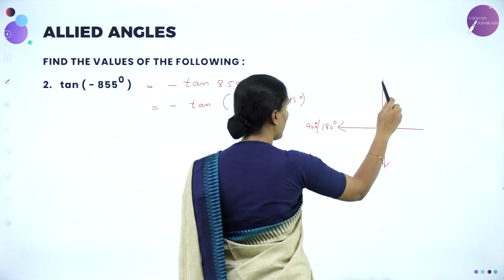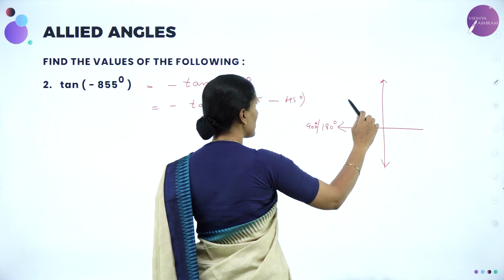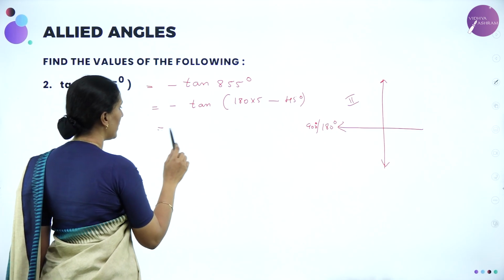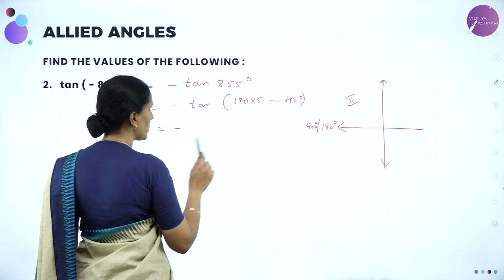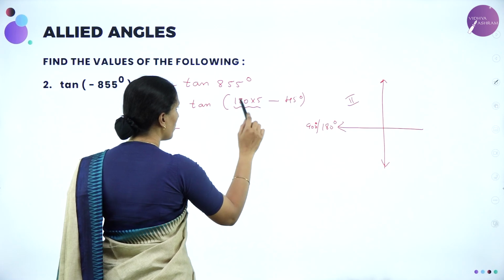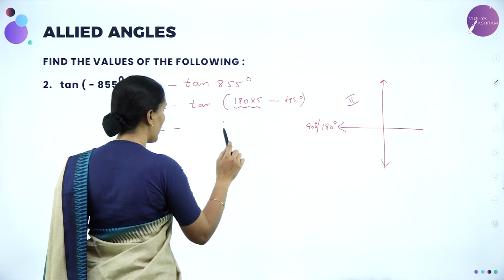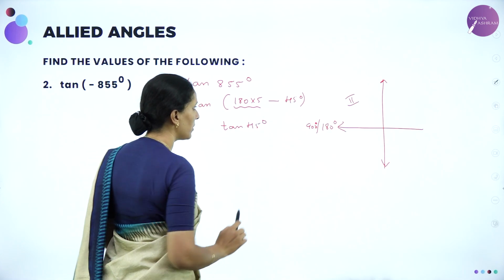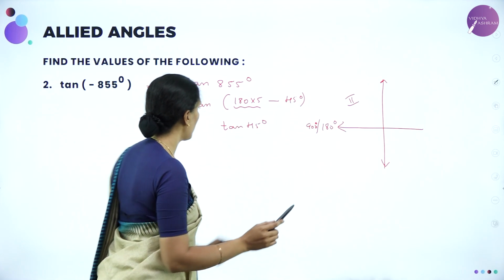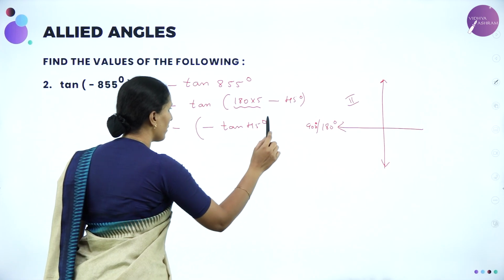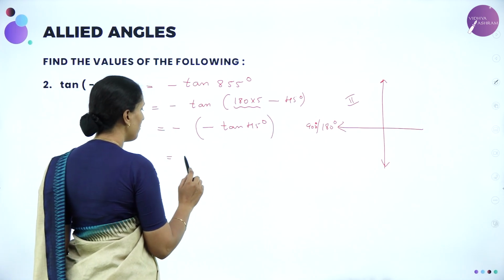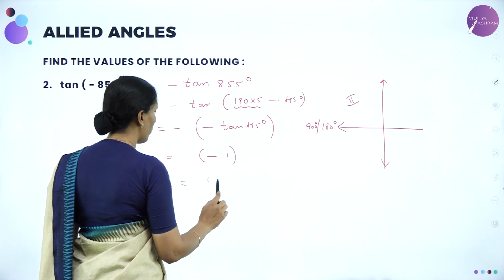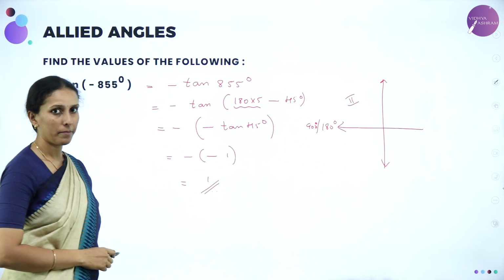Since it is a multiple of 180, 180 minus 45 means it comes in the second quadrant. Now this can be written as, let us keep the minus outside. Since we are taking the relation with respect to 180, tan will remain as tan only and theta is 45. But what about the sign? Since it lies in the second quadrant, this is minus tan 45 degrees. And now we have another minus. The value of tan 45 is 1. Therefore, the final value is 1.